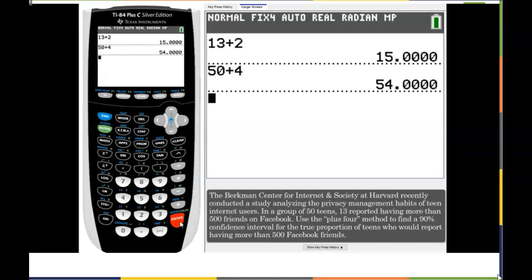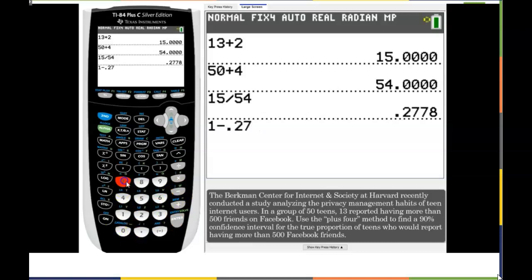Now I want to calculate P prime and Q prime. P prime is the 15 divided by 54. And Q prime is 1 minus this. So 1 minus the previous result of 0.2778. So our P prime is 0.2778 and our Q prime is 0.7222.